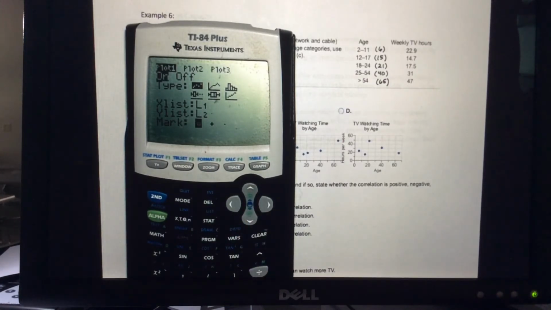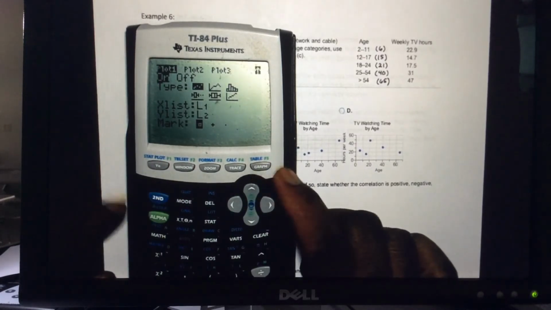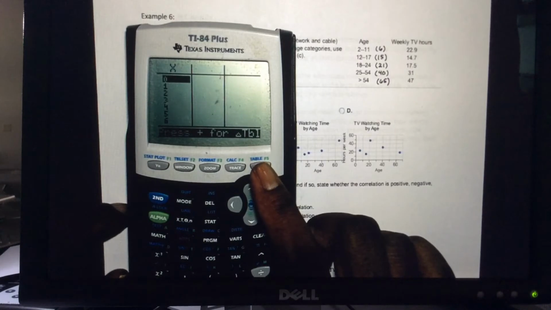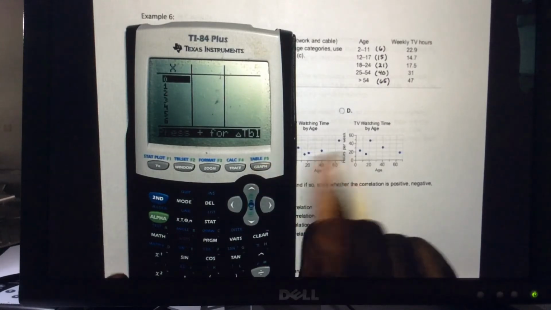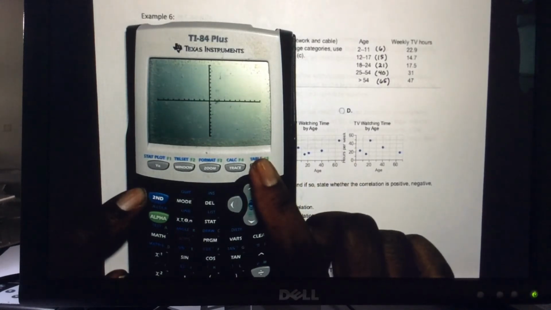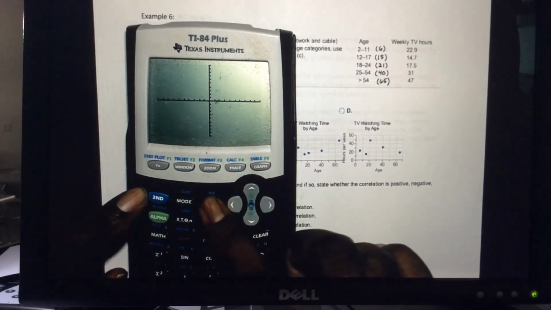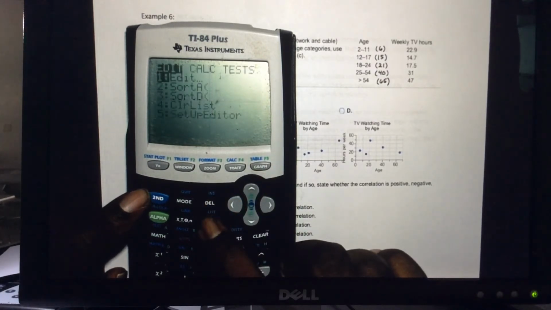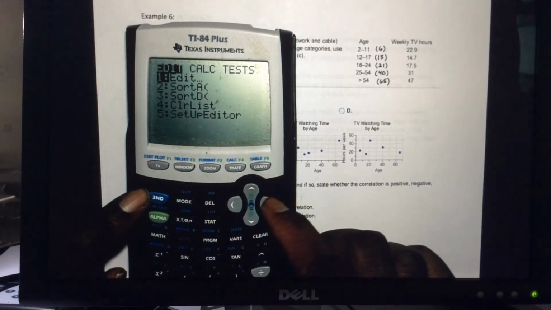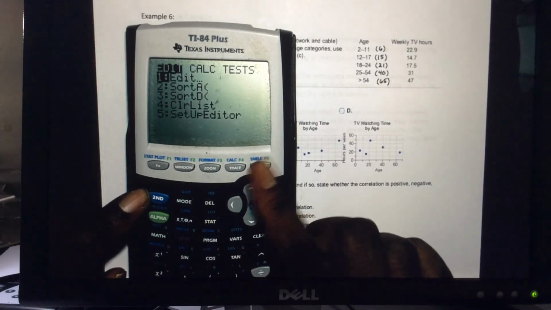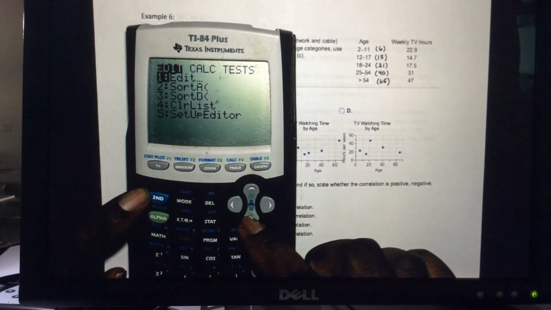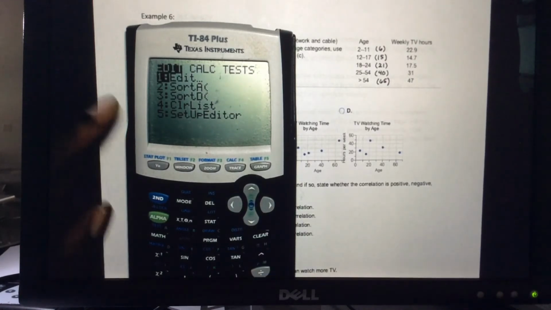And after that, I'm going to do second and graph. Sorry. Go back. Go to Stat. Okay. I need to set the window for this one.